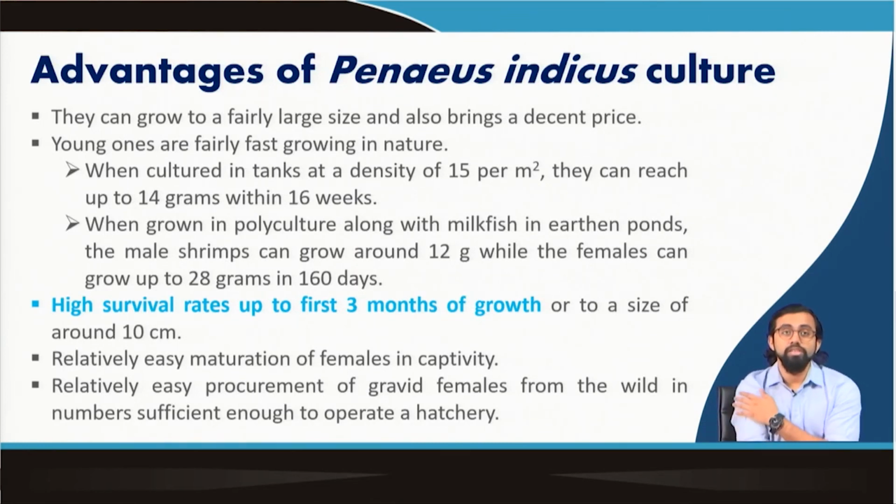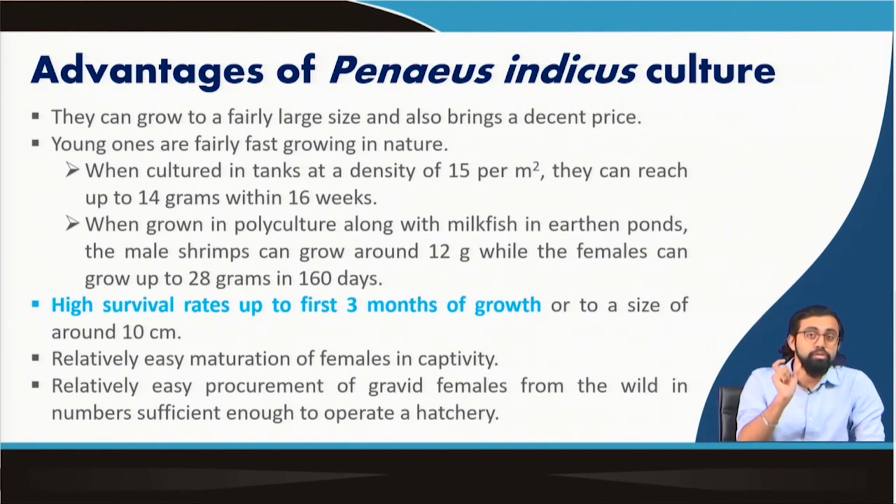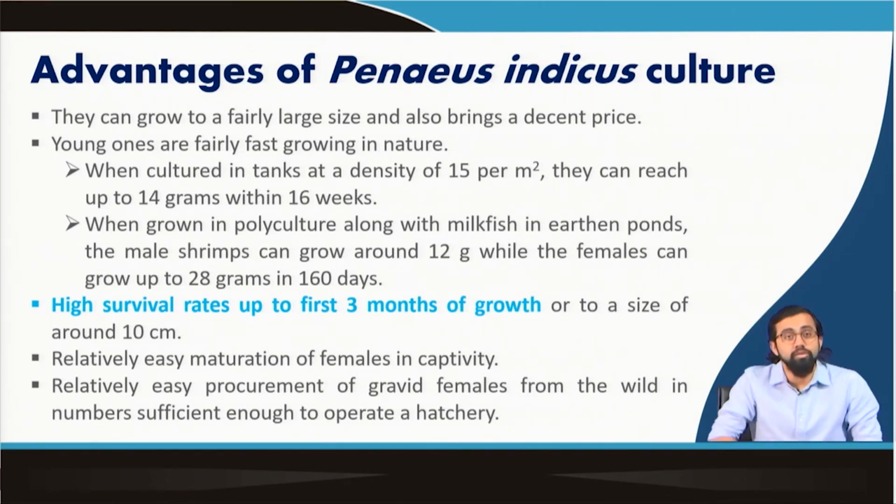The second type of species is Penaeus indicus. The advantages of its culture are that they can grow to a fairly large size and also bring a decent price for the farm owners. Young ones are fairly fast growing when cultured in tanks at a density of around 15 per square meter, and they can reach up to 14 grams within 16 weeks. When grown in polyculture along with milkfish in earthen ponds, the male stream can grow around 12 gram while the females can grow up to 28 gram in 160 days, almost twice the size of the male.